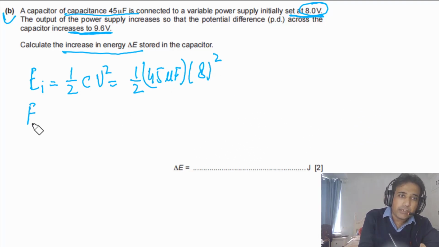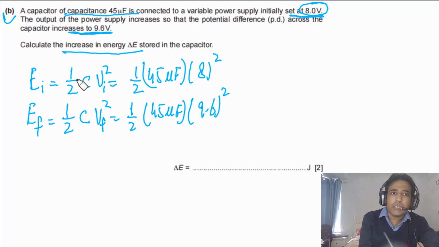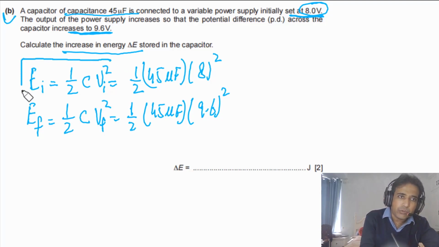And E final will be equal to 1/2 C V square. So this is V initial square, and this is V final square. From here we can write 1/2, here we have 45 microfarad, and here we have 9.6 square. You can also do it directly with this one; you need not plug in values. You can simply use this.